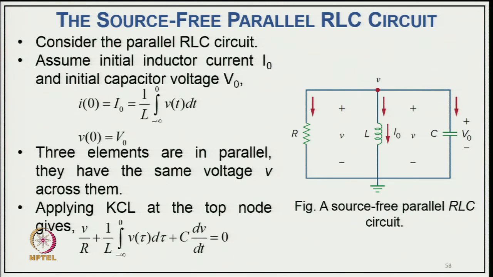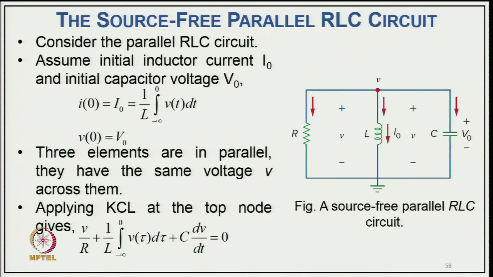So, now coming to the case of the series RLC circuit. Now, we will consider the case of the parallel RLC circuit. As you can see, R, L and C are in parallel, and of course, here also the inductor and capacitor can store energy, because they are energy storage elements. So, we can consider the parallel RLC circuit assuming initial inductor current I 0 and initial capacitor voltage V 0, where I 0 is 1 upon L integral from minus infinity to 0 of V t dt, and V at time 0 is equal to V 0. These elements are in parallel and they have the same voltage across them.